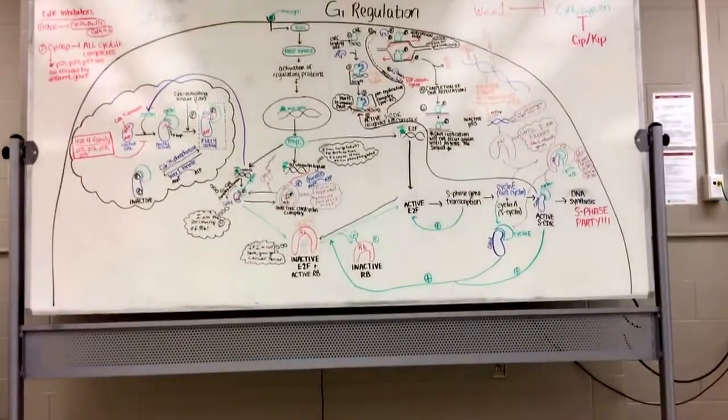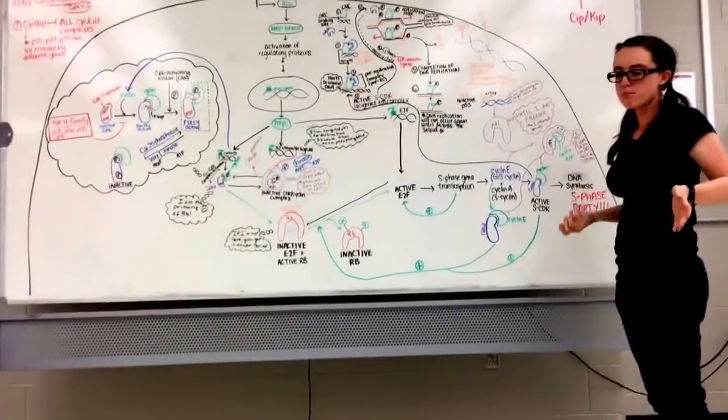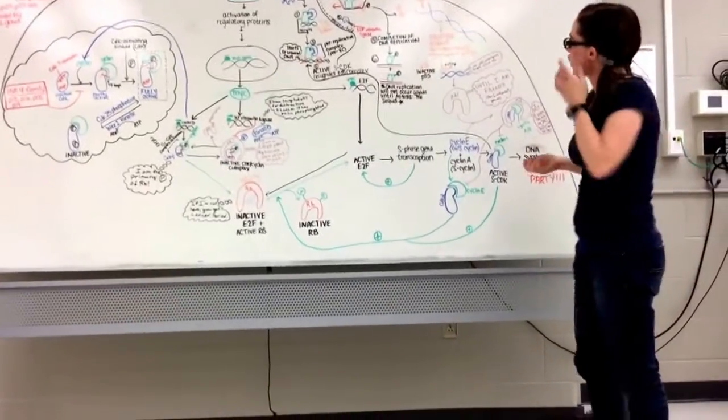Okie doke. Alright. So that's what happens in a typical normal cell. But what happens when things go wrong?